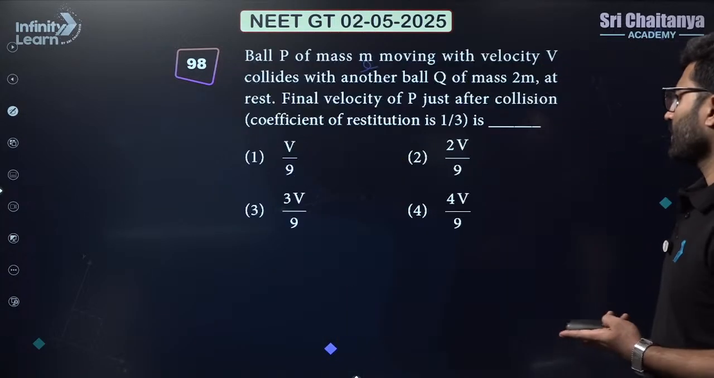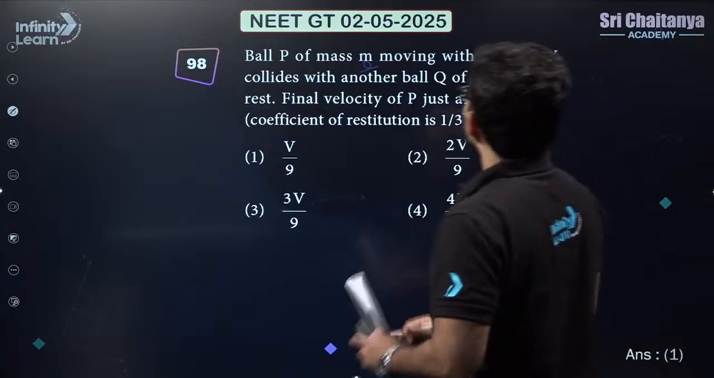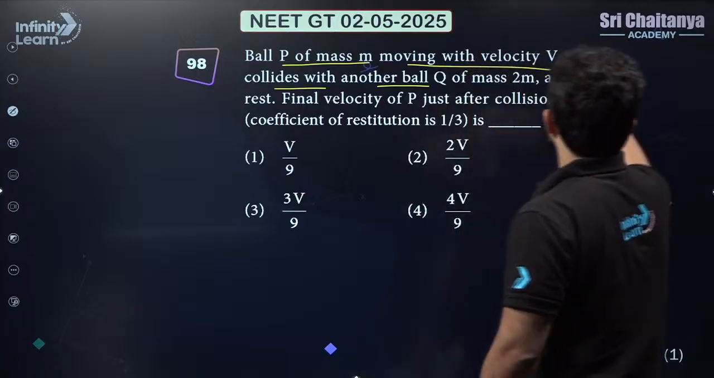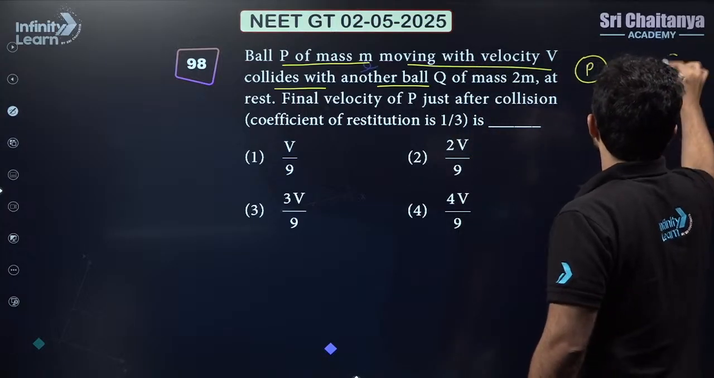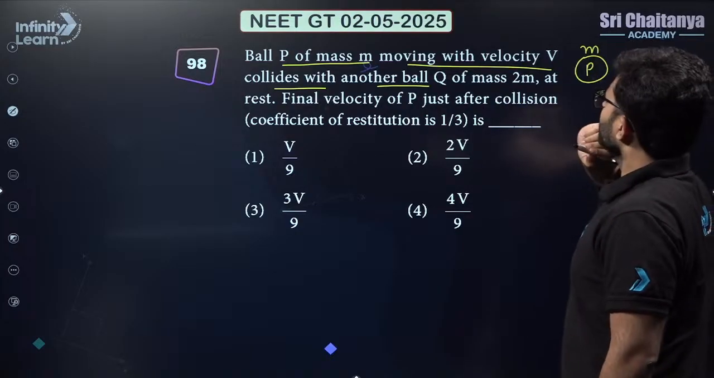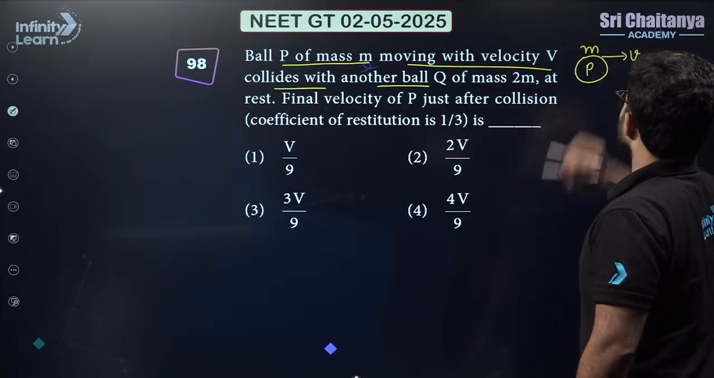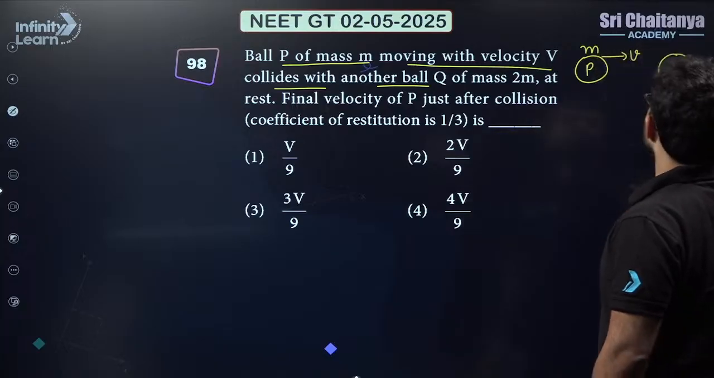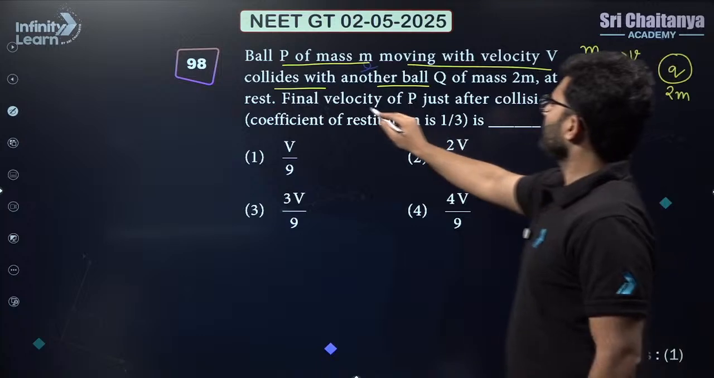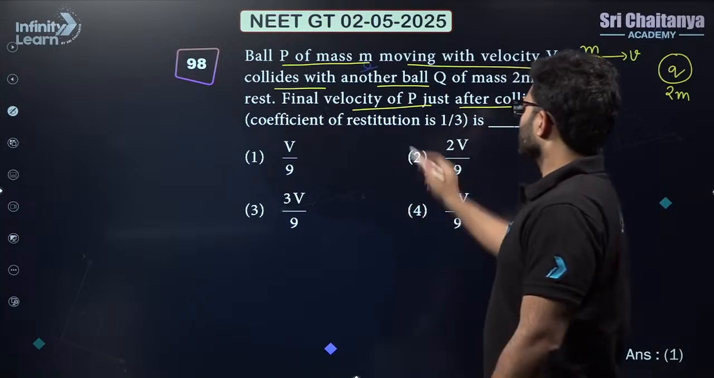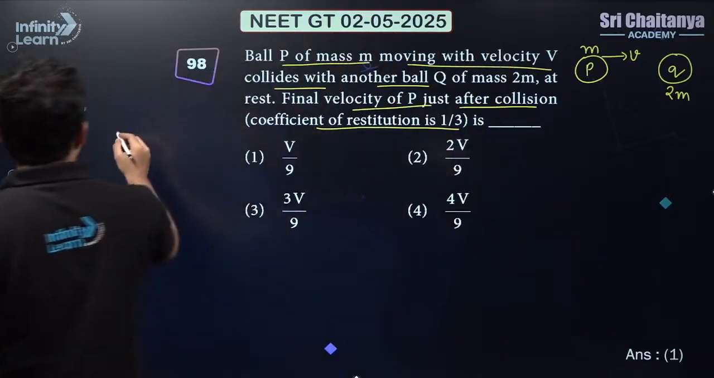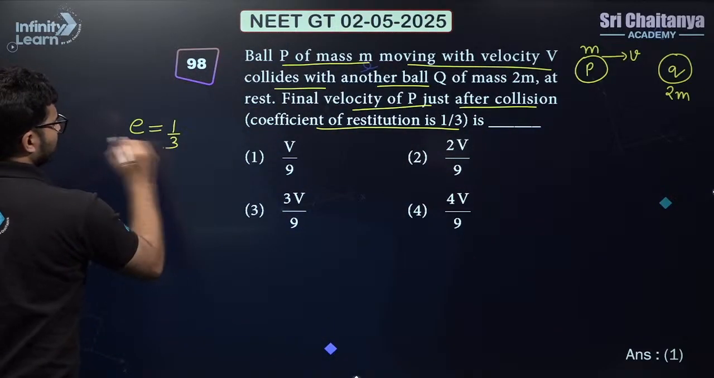Clear? Next, ball P of mass m moving with velocity v collides with another ball Q. So let's say this is my ball P and this is my ball Q, correct? P is of mass m, and it is moving with velocity v. It collides with another ball Q of mass 2m, which is at rest. The final velocity of P just after the collision is? This time the coefficient of restitution is given to you, that is 1 by 3, right? So the value of e is 1 by 3.